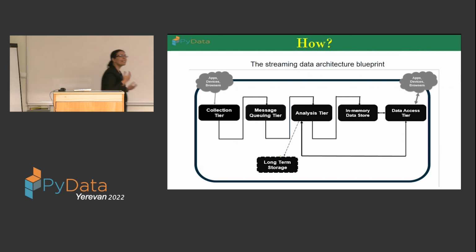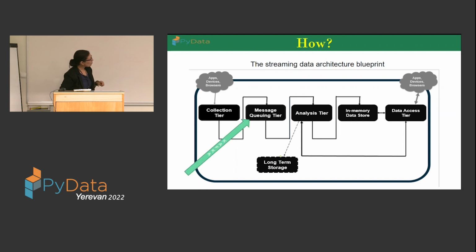And the second part that I told you I want to focus on is how we should have a streaming data pipeline. It is the blueprint of streaming data architecture. We have about 5 tiers: collection, message queue, analysis tier, in-memory data store, and data access. But this long-term storage is optional. I will talk about it later.